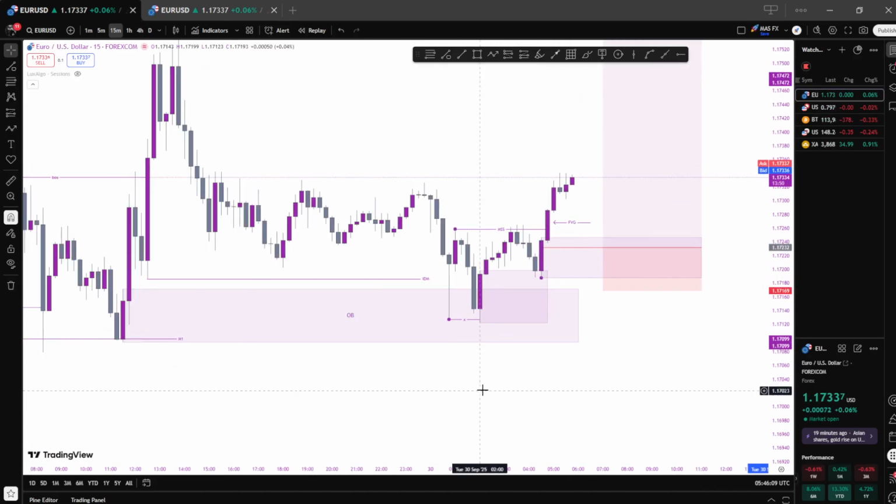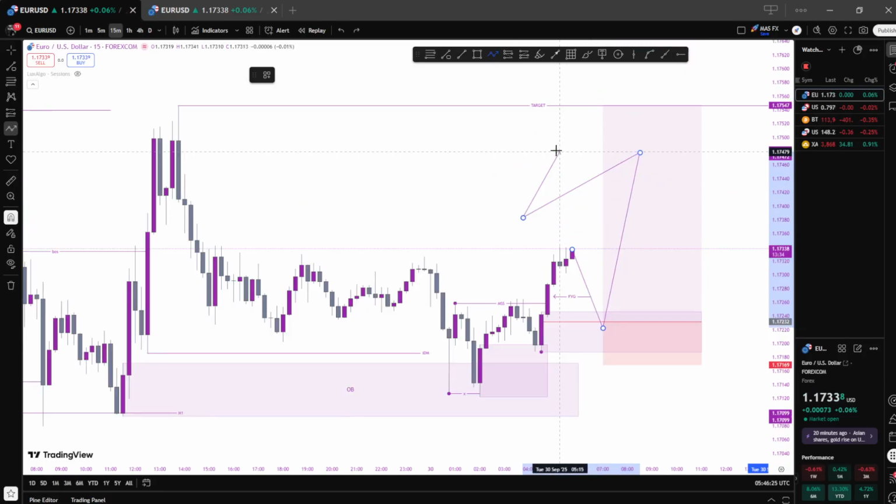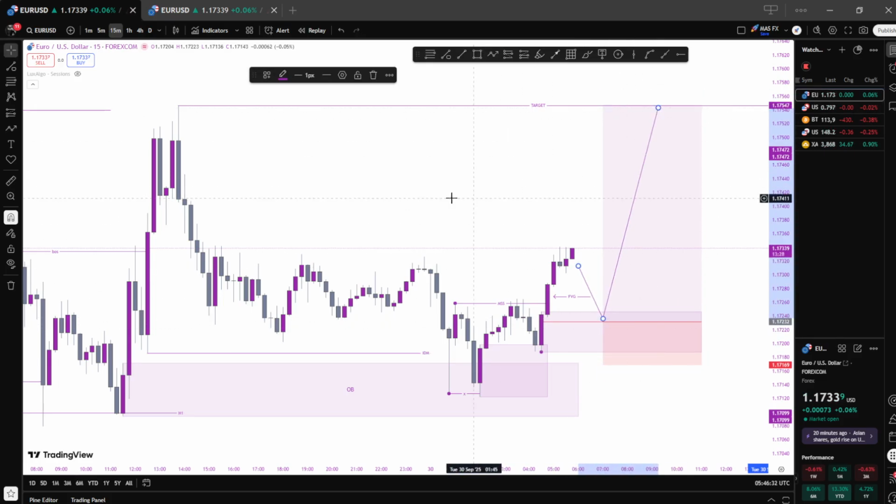So we have the sweep of this low here, the market structure shift. This last order block here has been tapped into to give us the move to the upside. So we have the fair value gap here. I'm looking for the retracement back down into this order block, then a retracement back down into the order block, and the continuation move to the upside.